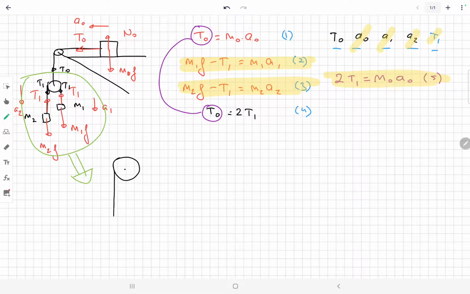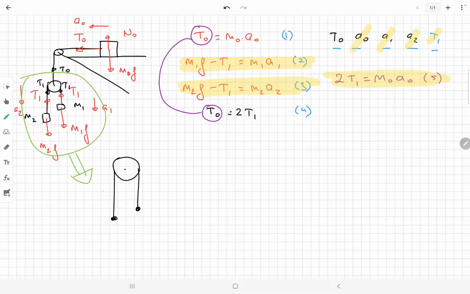Movable pulley. Here we have M2. Here we have M1 at the beginning. To keep it simple, I will not draw these boxes. I will just call it dot. This is M2. This is M1 to make it simple. Okay? This is at the beginning.